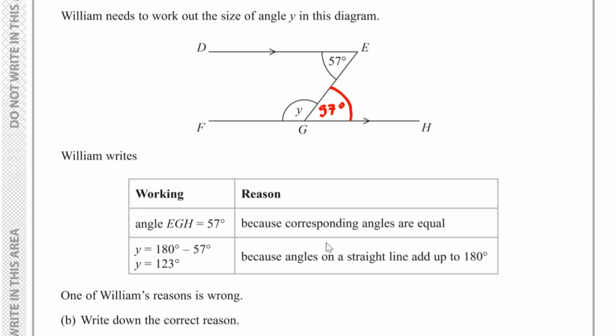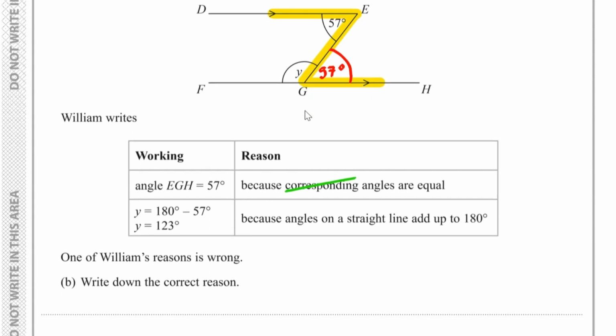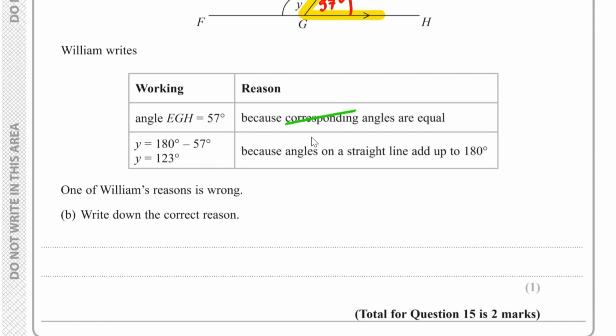And the reason for that is, well, it's not because of corresponding angles. It's actually because we have alternate angles. So what we would put instead is EGH is 57 because we have alternate angles which are equal.